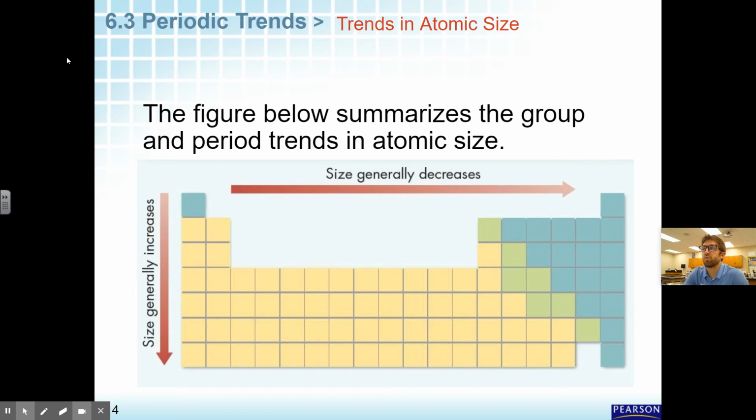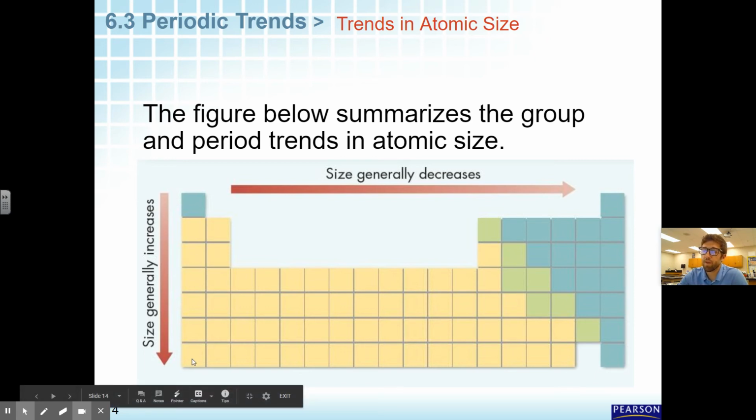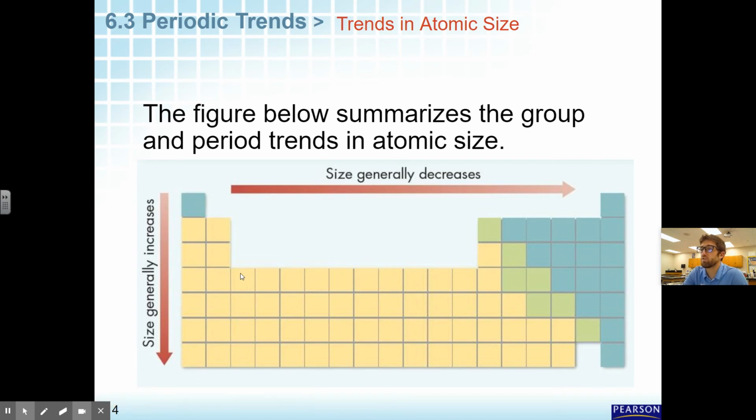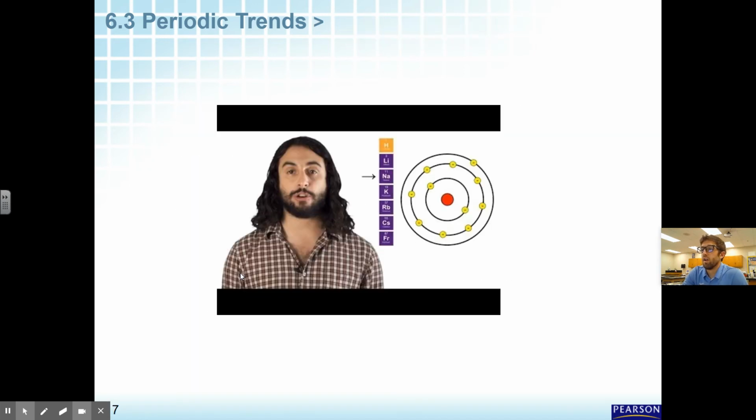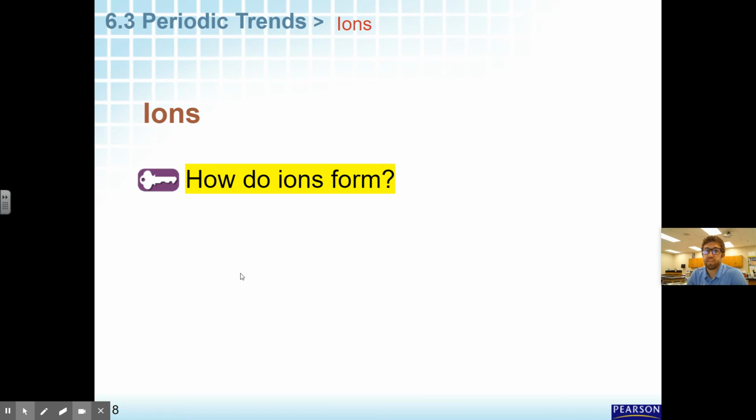So here's the trend for this. It generally decreases left to right, and it increases top to bottom. Okay. I would remember it that way. I wouldn't remember it right to left or bottom to top, but you can do whatever you want. Okay. So that is the trend for atomic size. Okay. So that's the first part of this lesson.